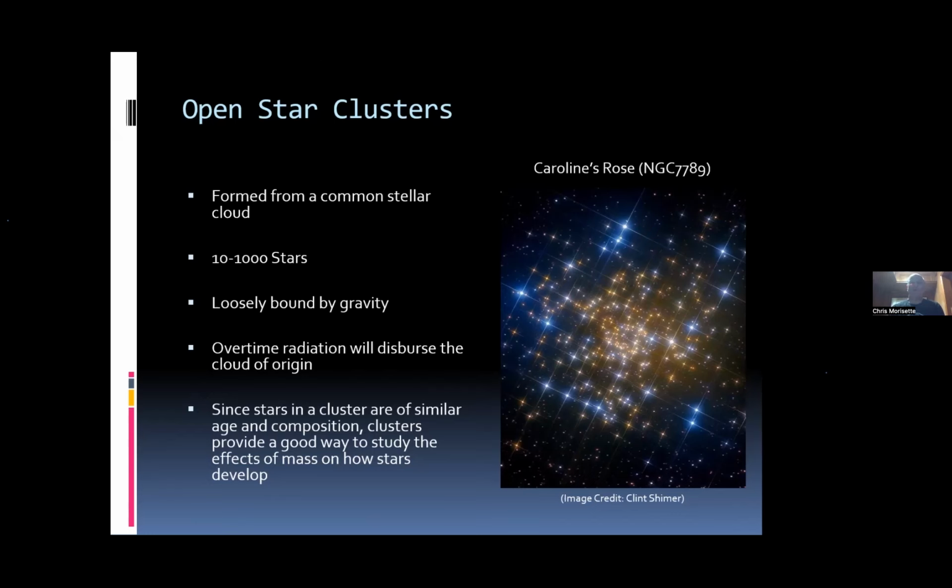Over time, radiation will disperse the cloud of origin. And since these stars are of similar age and composition, clusters really provide a good laboratory to study the effects of mass on how stars develop. So if the age and the composition are the same, and the stars can form into different sizes, you can really begin to isolate that feature and see what kind of effects you get from the mass of stars. Star clusters are something that I really hadn't appreciated much, but the more I look at these, the more I kind of dig them.